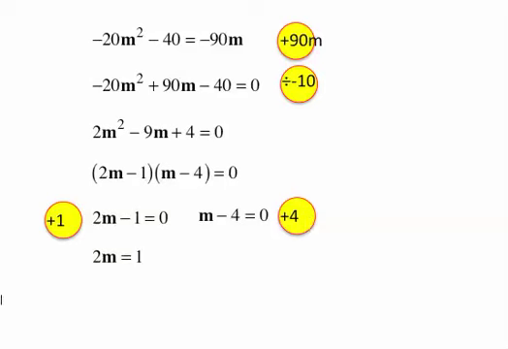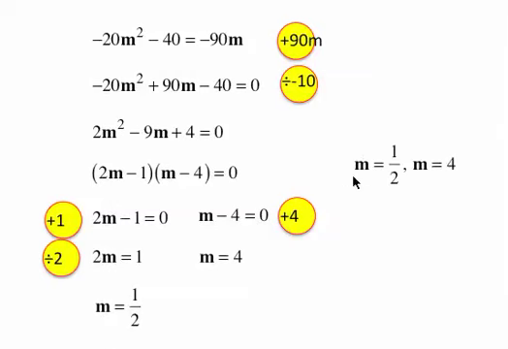So I get 2m equals 1, and now I want to get rid of the 2 that's multiplying, so I'm going to divide both sides by 2. When I divide both sides by 2, I get m equals 1/2. Over here, I add 4 to both sides, so m equals 4, and that's it. There's my answer. So m is 1/2 and m is 4.